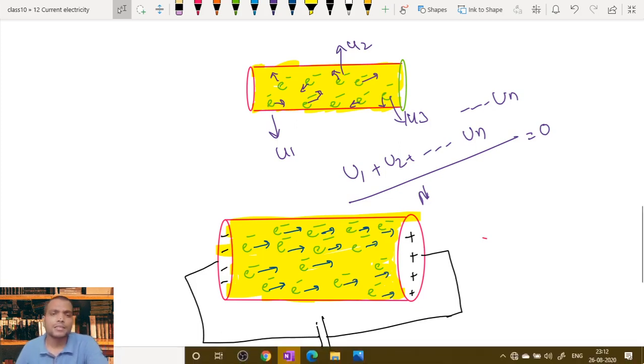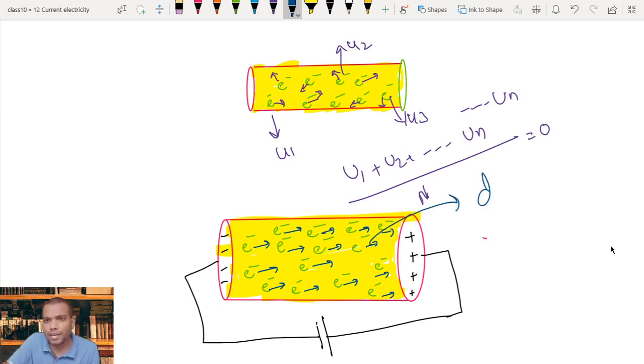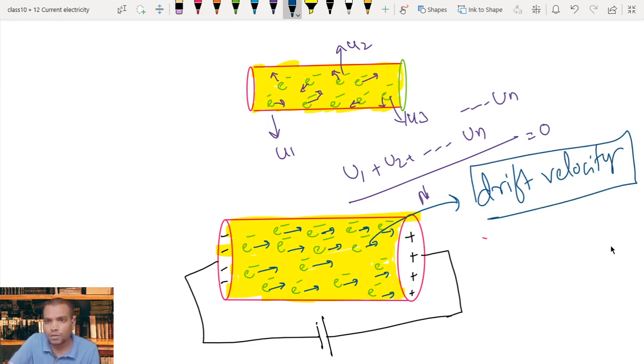And here, since they are moving in one particular direction, the total velocity is not equal to 0, because they are not colliding with each other. They are not colliding with the atoms, they are not colliding with each other. So there is no concept of collision since they all are moving in one particular direction. Now that contributes something which is known as drift velocity.